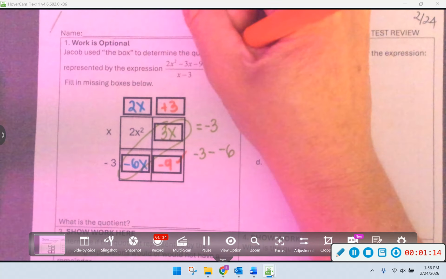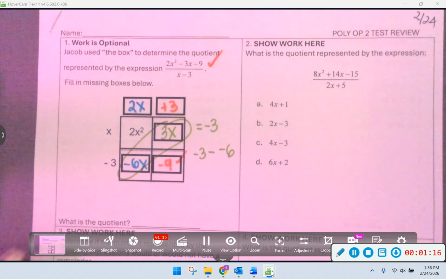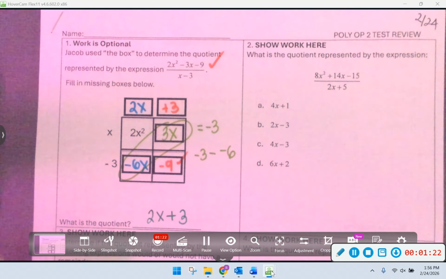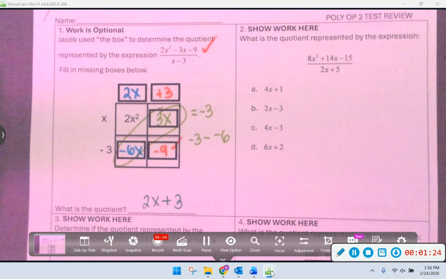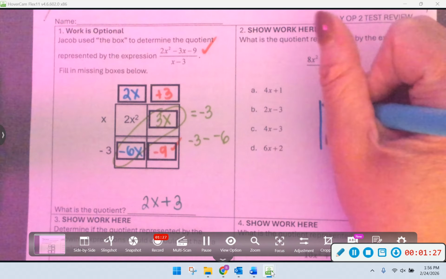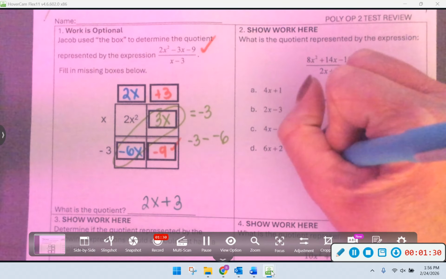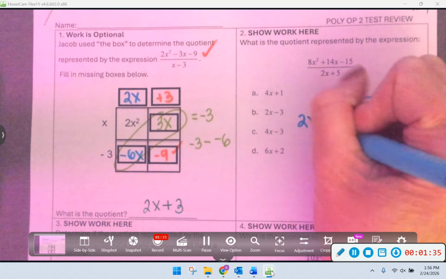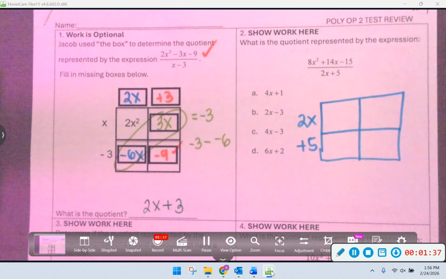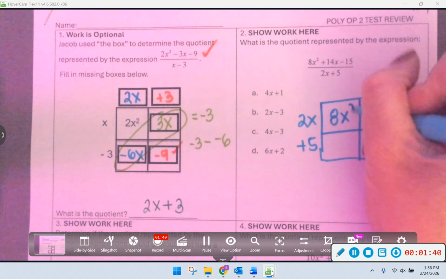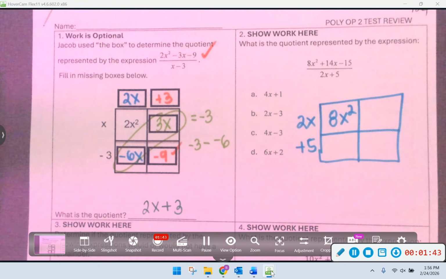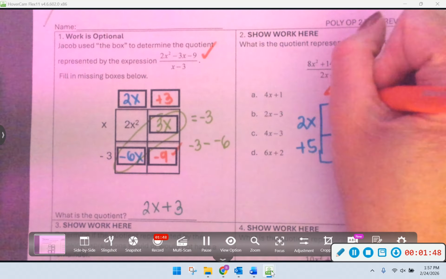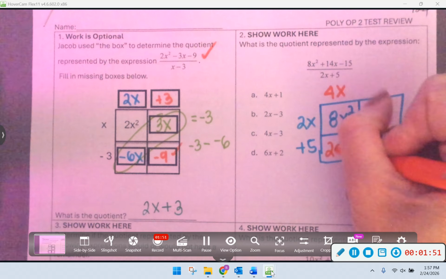All right, this matches this, so we don't have a remainder. Now we just need to write our answer. Our answer is the top of our box, which is going to be 2x plus 3. Beautiful. All right, number 2. We're going to make a box again. We put the dividend on the side, so 2x plus 5 goes on the side. We put the first term in the first box, 8x squared. What times 2x is going to do 8x squared? 4x. 4x times 5 is going to get me 20x.